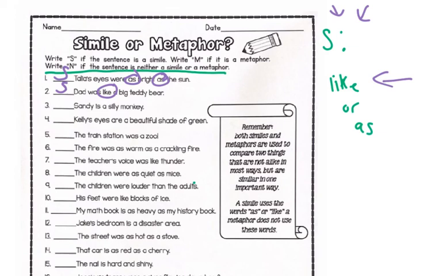Number 3, Sandy is a silly monster. I see the word is, and we're saying Sandy is something. We know that means metaphor, because Sandy isn't really a monster. She's probably just being really silly.